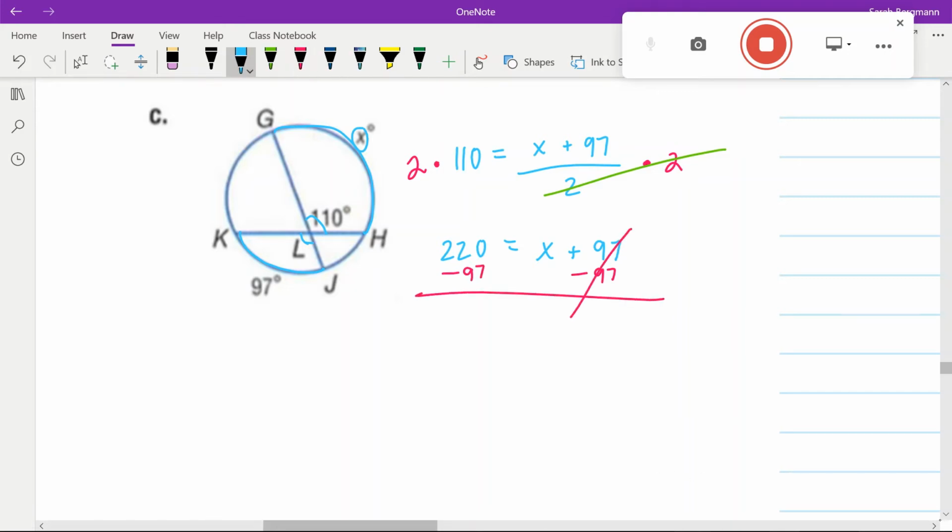97 minus 97 is 0. We don't have to write x plus 0. That would be silly. So that gives us 123 for the value of x.